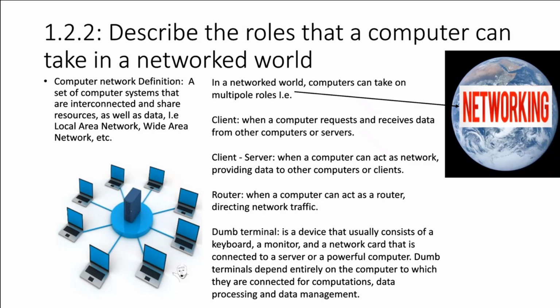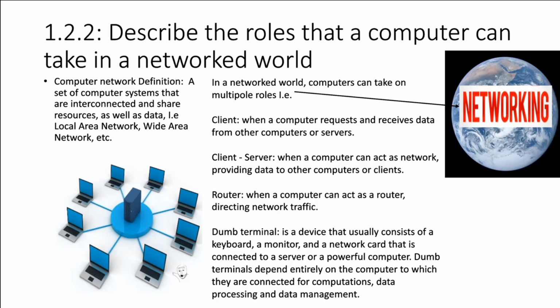So 1.2.2, describe the roles that a computer can take in a networked world. So this is a computer network definition. It's a set of computer systems that are interconnected and share resources as well as data. So like a LAN, which is a local area network, or a wide area network.